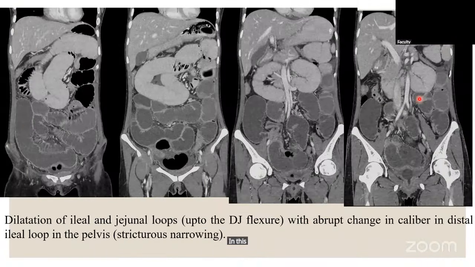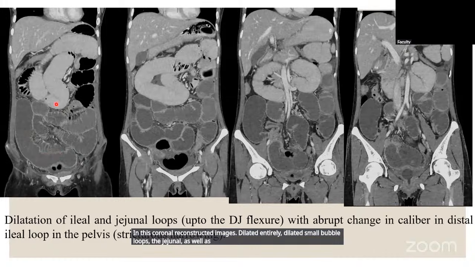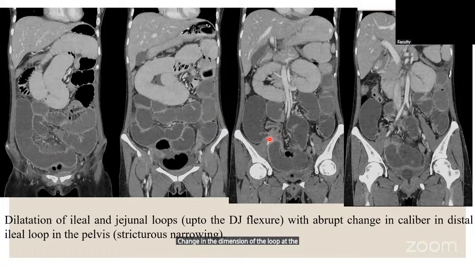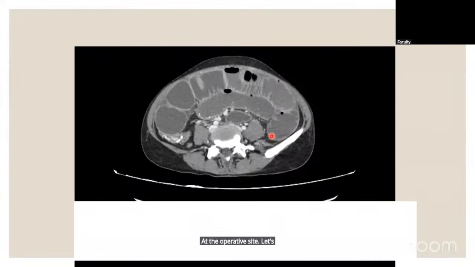In these coronal reconstructed images, entirely dilated small bowel loops, the jejunal as well as the ileal loops, with change in the dimension of the loop at the right iliac fossa. Now, this patient had a history of right ovarian cystectomy. So, this is a thickened bowel loop related to adhesions at the operative site. Let's see the axial sections.